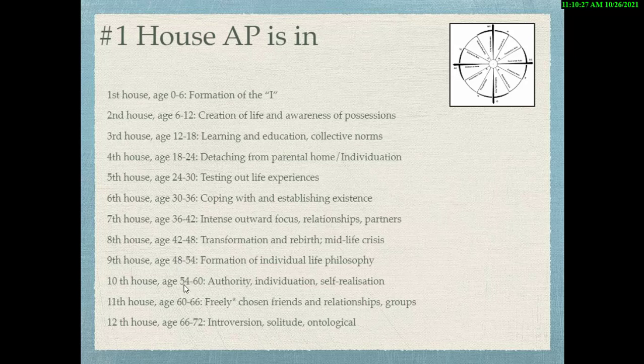The 10th house is really looking at our authority, individuation, self-realization phase. That's up until about age 60, and we really hit that spiritual maturity at around age 60 as well. In the 11th house, it's really a focus and shifting towards freely chosen friends and relationship groups. And the 12th house, age 66 to 72, is the introversion, solitude, ontological period. So these are forming backdrops to life stages within every individual.